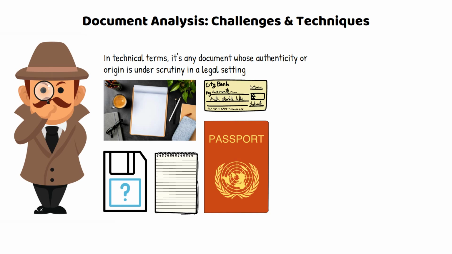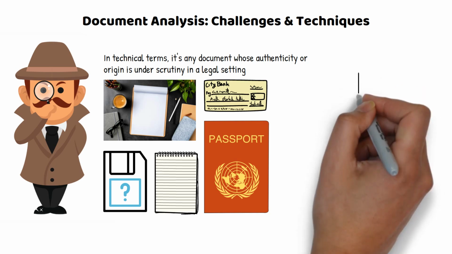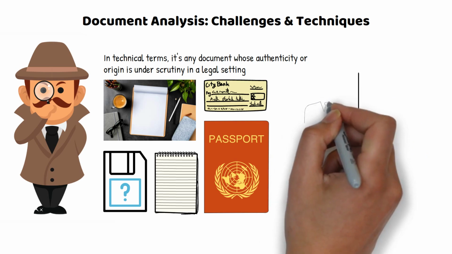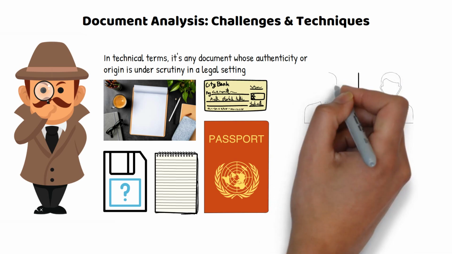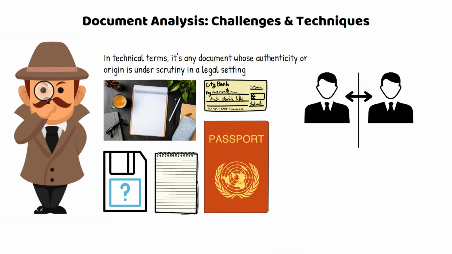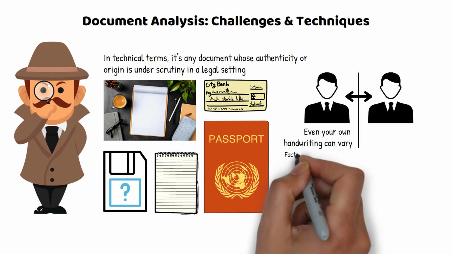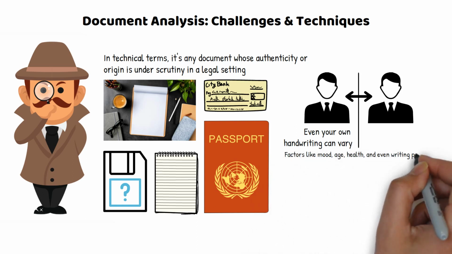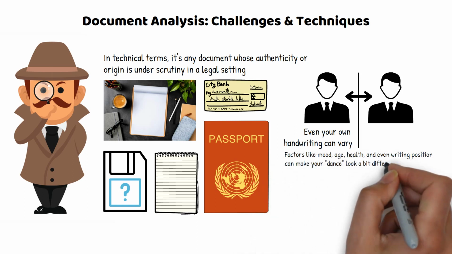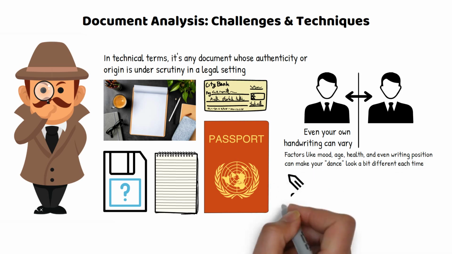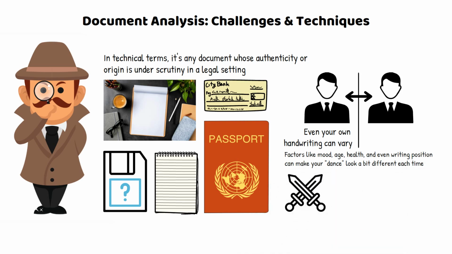When comparing handwriting, we enter a world of individual expression. No two people write exactly alike. Think of your handwriting as a personal dance of the pen. But here's the twist. Even your own handwriting can vary. Factors like mood, age, health, and even writing position can make your dance look a bit different each time. This variation is the heart of the challenge in handwriting analysis.